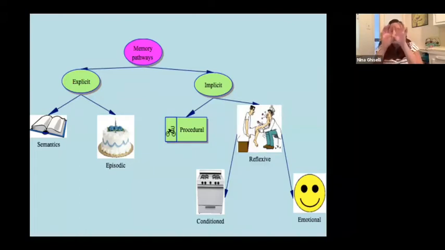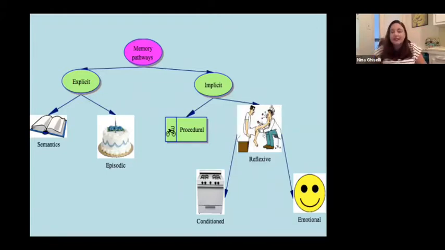Then we have implicit. Implicit can be separated into two parts. One is procedural, so it's like riding a bike. Once you have it down, you have it down. But sometimes, it's interesting. I am recording this during the COVID time, so I am in my house, and every time I leave my house with my mask, I forget my keys. And every time I have my keys, I forget my mask, because having that mask now is adding one more thing to my procedure, and it's messing me up.